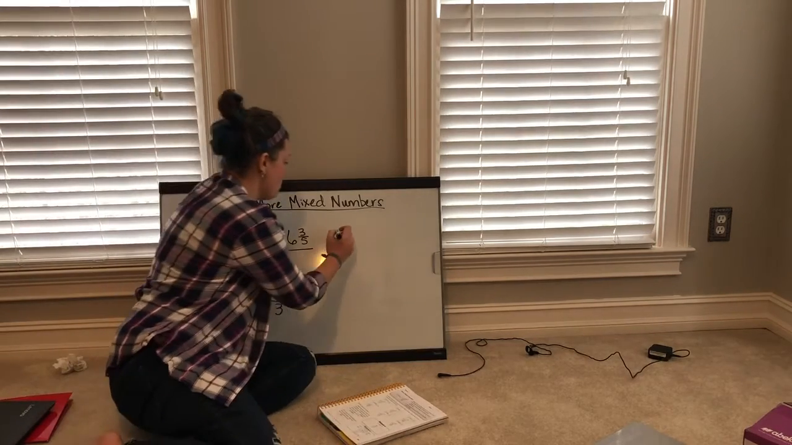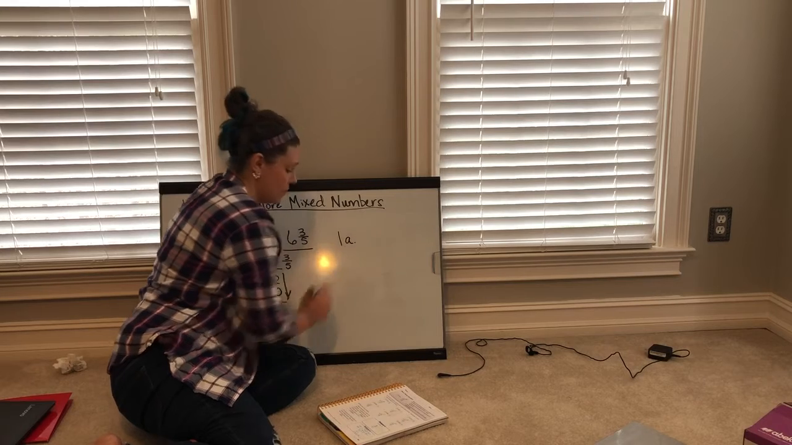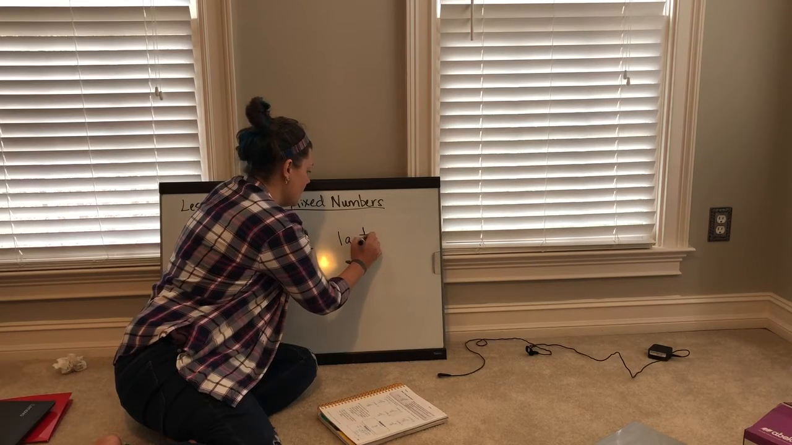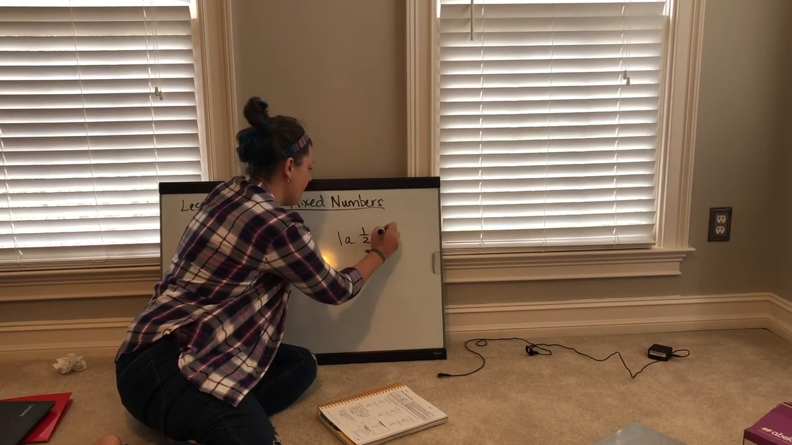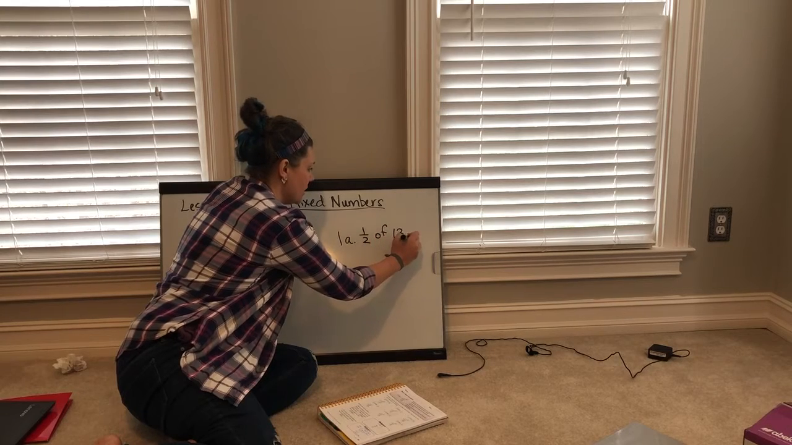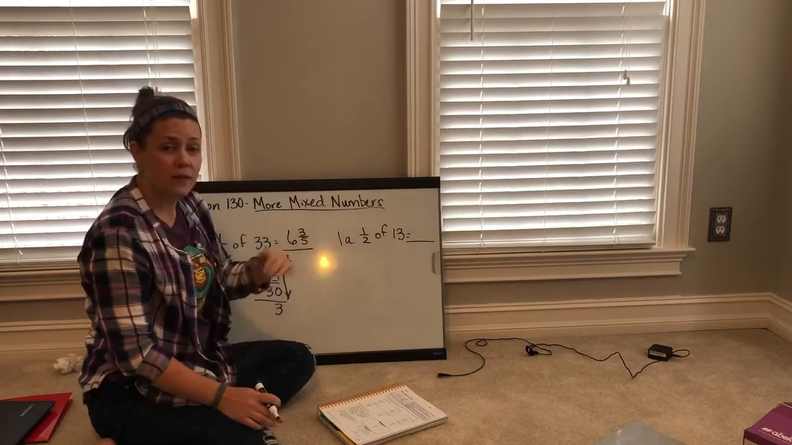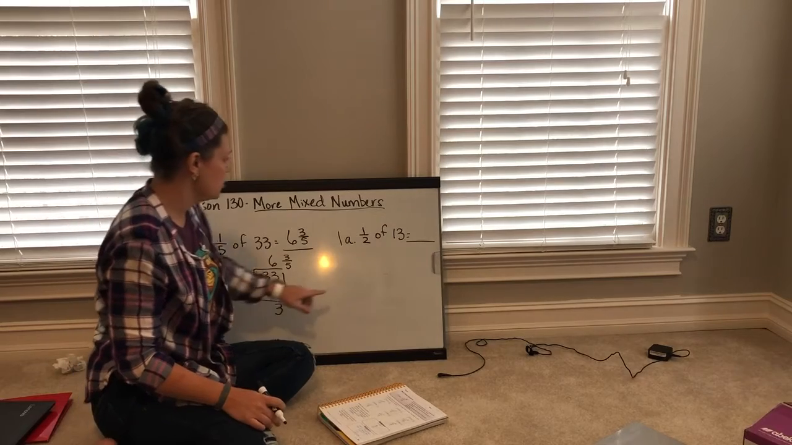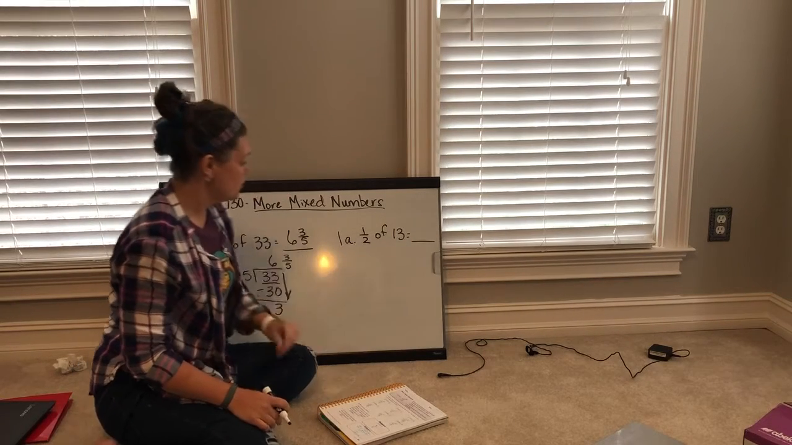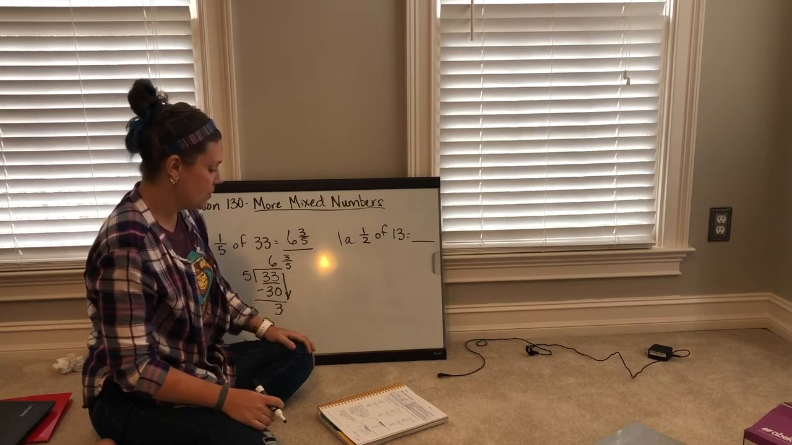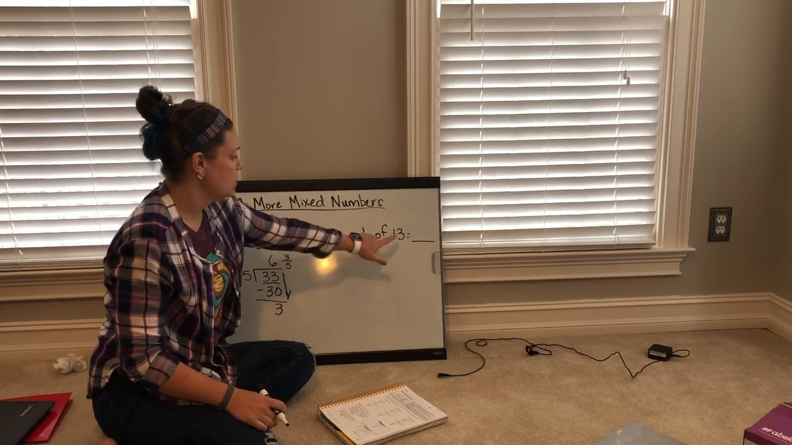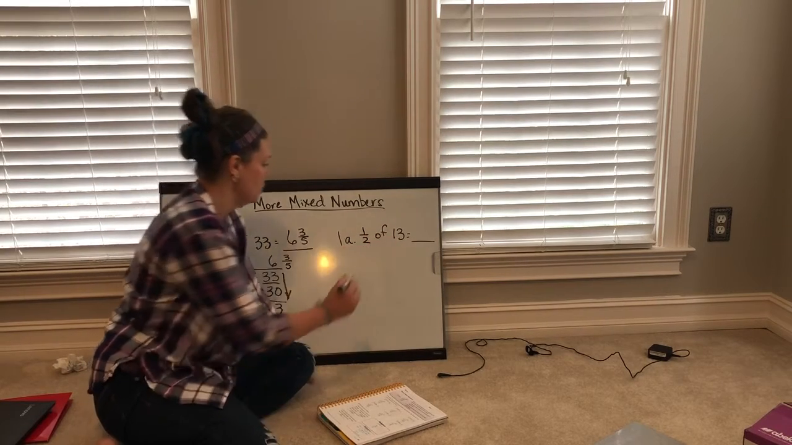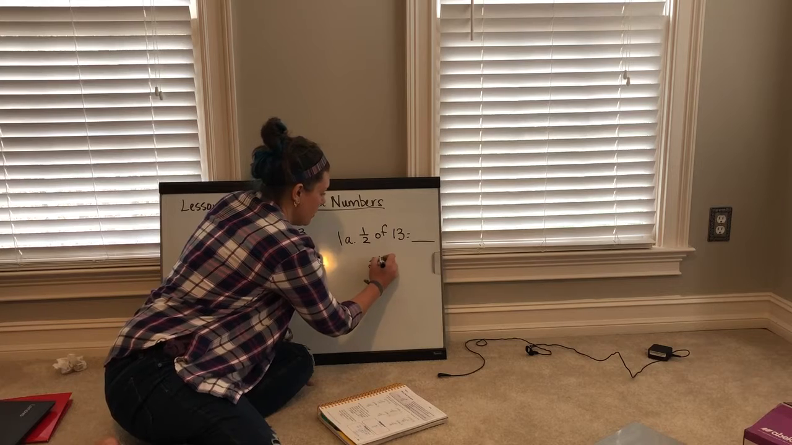So this is number 1A on your paper. It is 1/2 of 13, and it gives you plenty of space underneath to do this division portion. So I'm going to go ahead and do that. Again, the way we do these is we divide 13 by 2. So I'm going to write that division problem here.